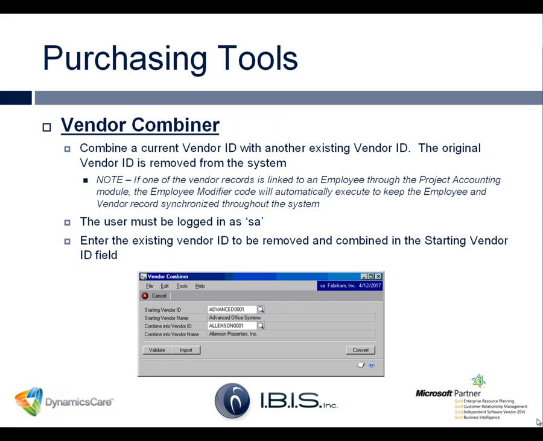Vendor Combiner. I'm going to go through this one quickly. This is similar to the Customer Combiner. So you simply select your starting vendor, combine into an existing vendor, which becomes your main. All the data will be moved to that into vendor ID. So you can clean up those duplicate vendors that are out there.